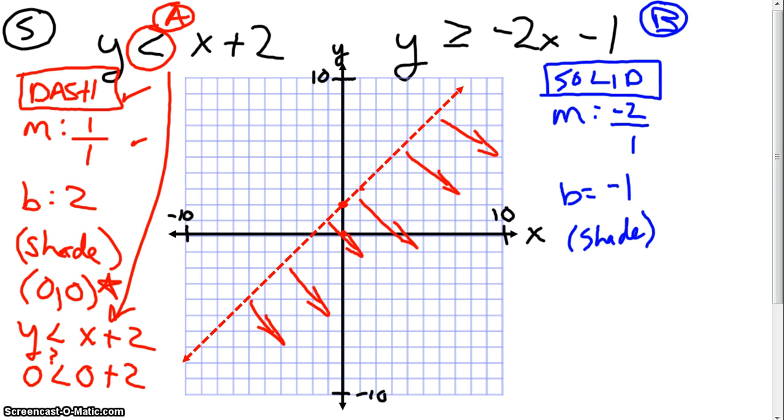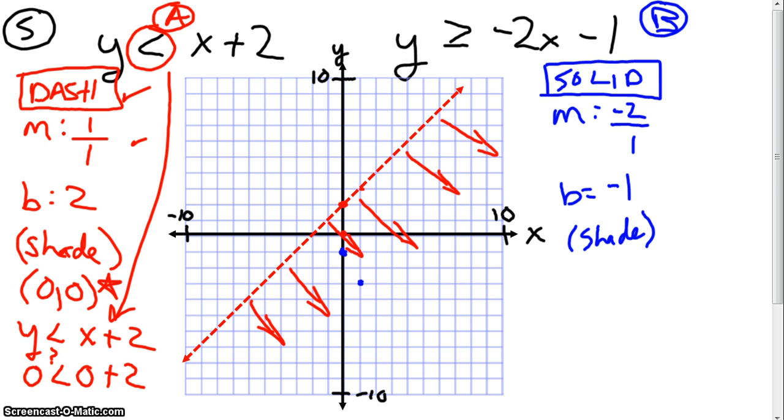Mary, where do we go first? You go down from the point of origin, how far? -1. Good. There's your starting point at the y-intercept of -1. And now how do we find the second point, Mary? You go down -2 and over to the right one. Good. Down 2 and over 1.